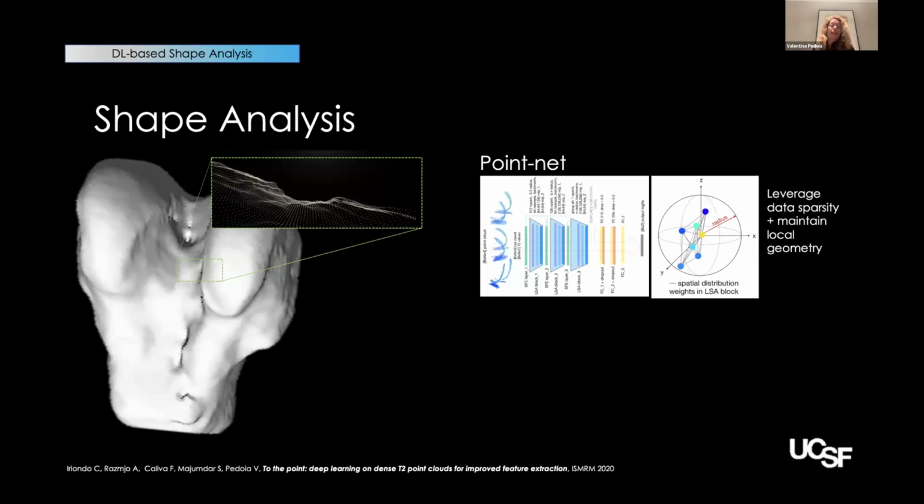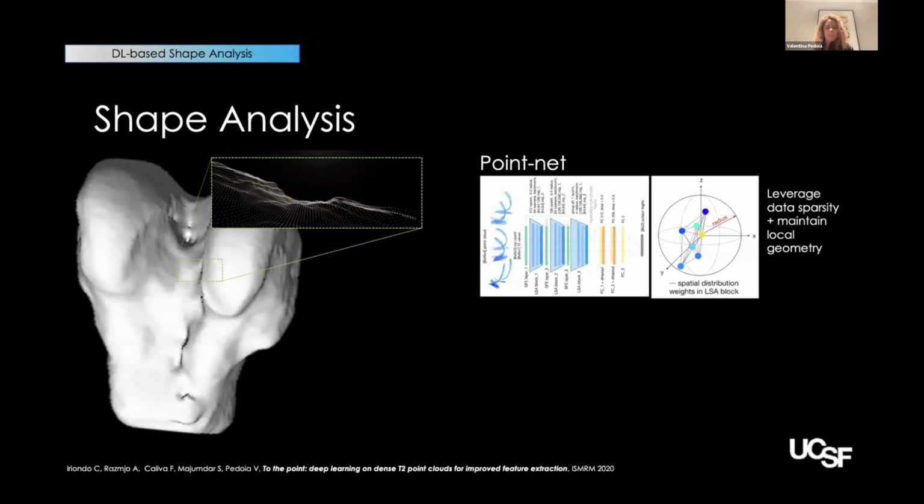So how do we analyze that? How can we extract a biomarker that can help us with the diagnosis? One biomarker for osteoarthritis is the shape of your joint. Osteoarthritis itself modifies the shape of the bone. So we need to do a shape analysis. And let's look at how we can do it.